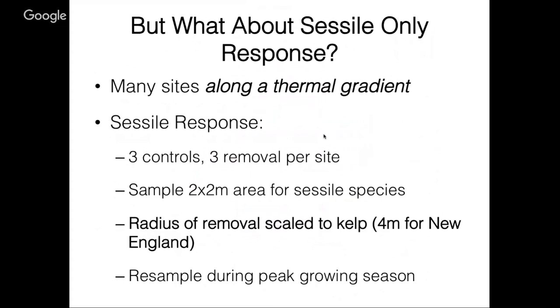We decided not to go with a smaller removal, both because we wanted to match between giant kelp and the subcanopy kelp areas, but also because we wanted to look at those species. We wanted to see if there was change, for example, in fish usage of a habitat. If we're only interested in the responsive sessile species, so just kelps and all of the sessile species associated with them, so other algae and invertebrates, we can do a smaller manipulation. So the idea is if we have 3 controls and 3 removals per site, we sample a slightly smaller area, a 2 by 2 meter area, and then the radius of the removal is scaled to the size of kelps within a region. That can maybe enable us to have some more power here.